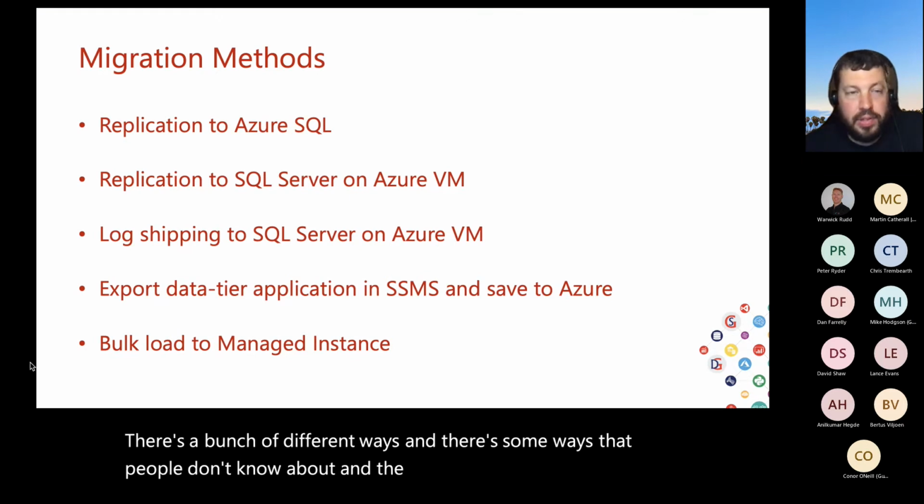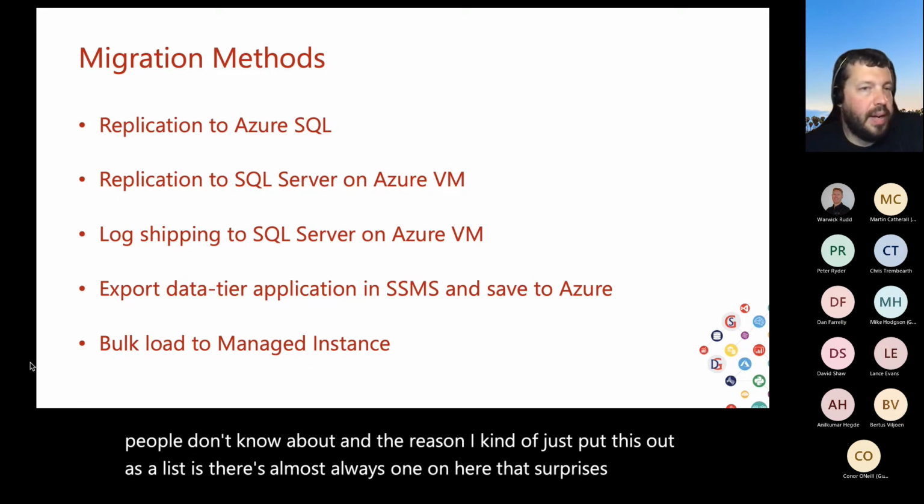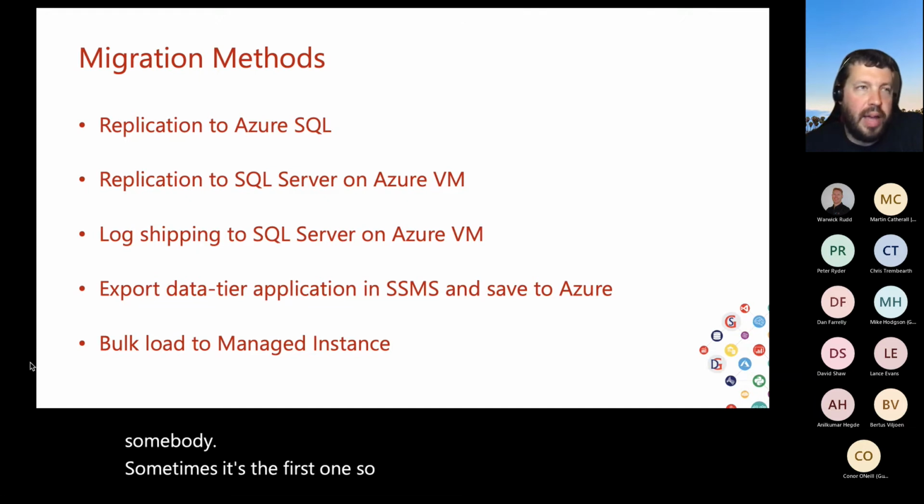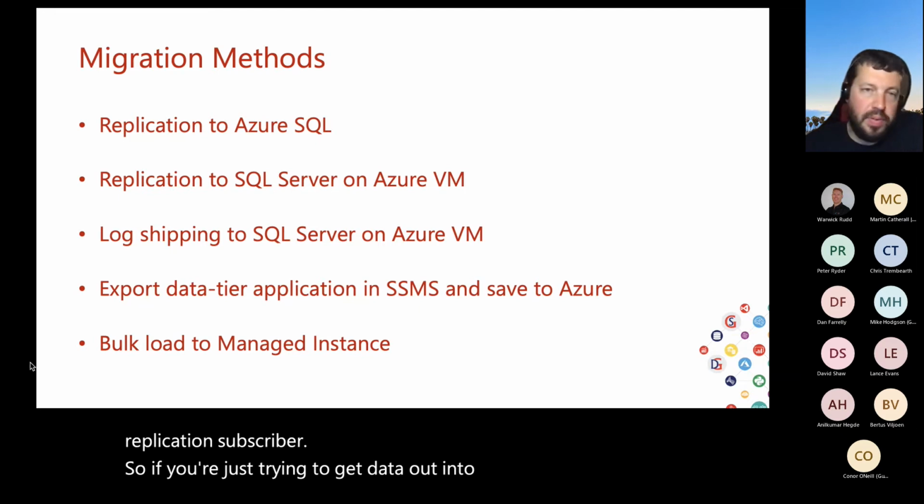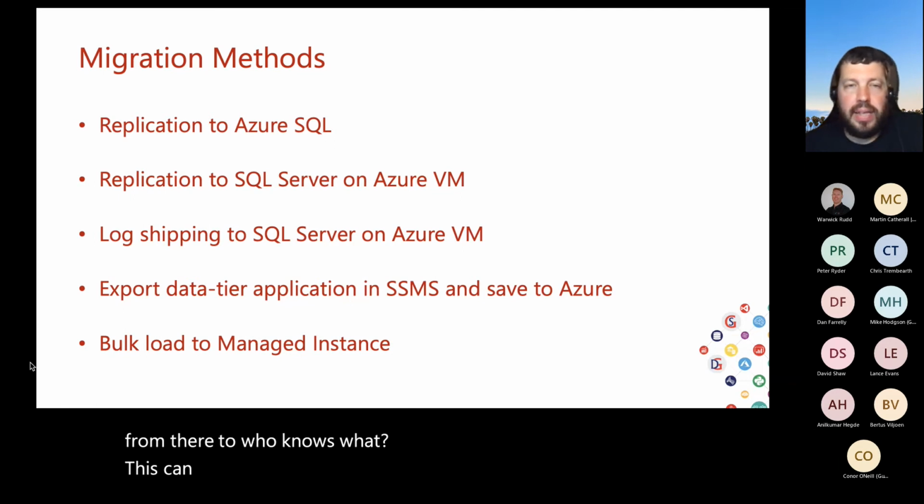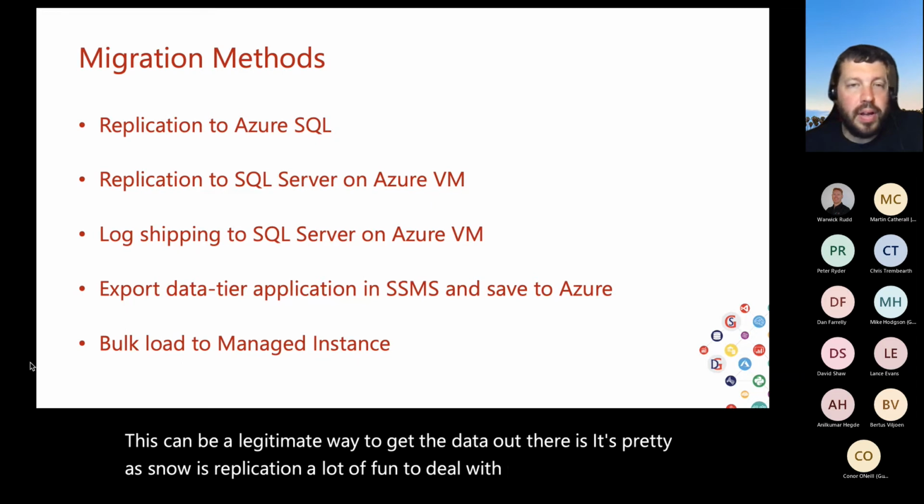And the reason I just put this out as a list is there's almost always one on here that surprises somebody. Sometimes it's the first one. So Azure SQL can actually be a replication subscriber. So if you're just trying to get data out into the cloud and then from there do who knows what, this can be a legitimate way to get the data out there. Is it the prettiest? No. Is replication a lot of fun to deal with? Rarely, but it does work.